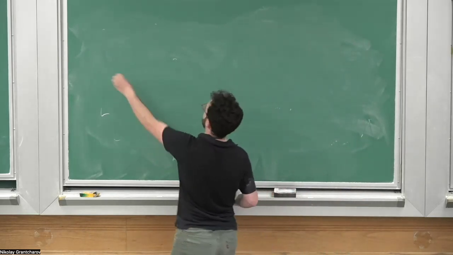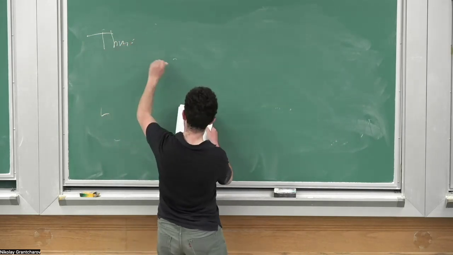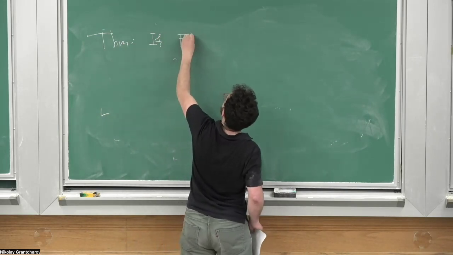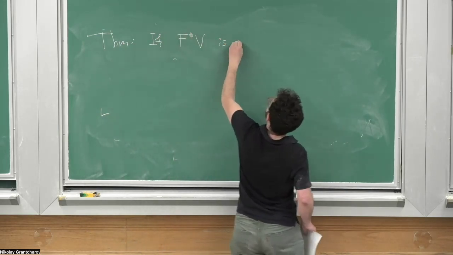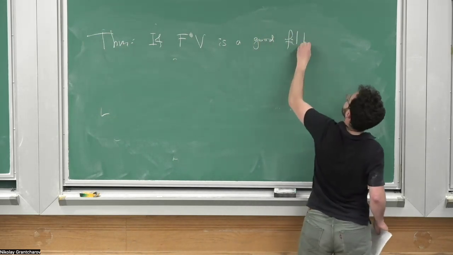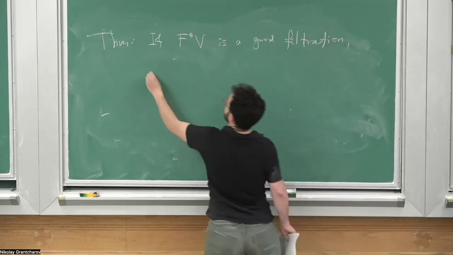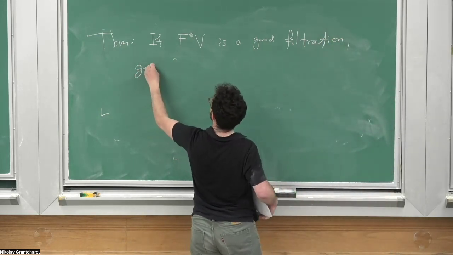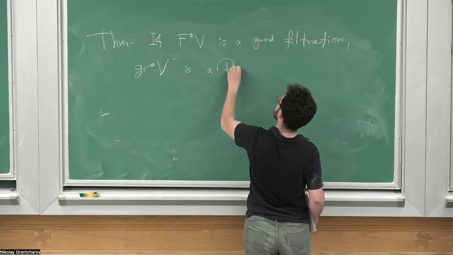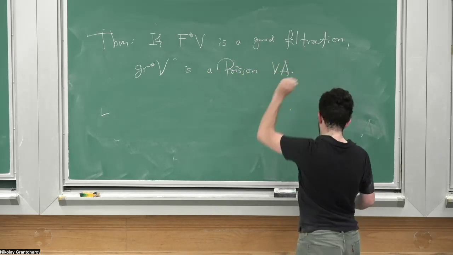So I guess the whole point of that is the theorem. If that is a good filtration, the associated graded is a Poisson vertex algebra.